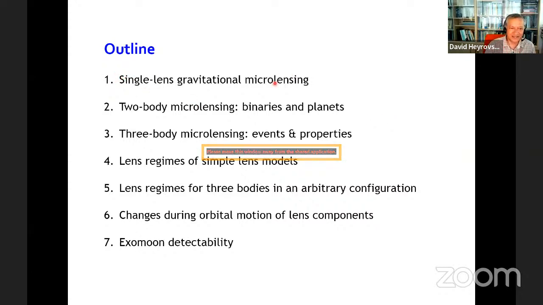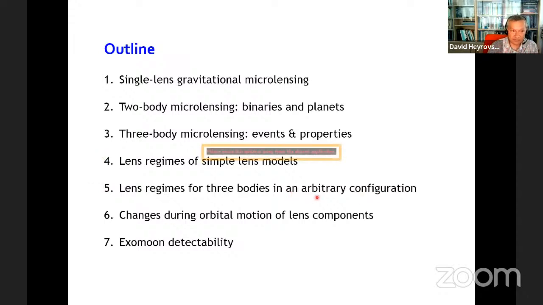I will briefly start with what is gravitational microlensing by a single lens, what is gravitational microlensing by two-body systems, typically binary stars or stars with planets. And then we will get to three-body microlensing. I shall discuss some of the observed events, some of the properties, and then we shall go to study what are the different lens regimes for several simple lens models before we go on to something more general, and we shall show how to map the lens regimes for three bodies in an arbitrary spatial configuration. So we can map all from close to wide and all different regimes in between.